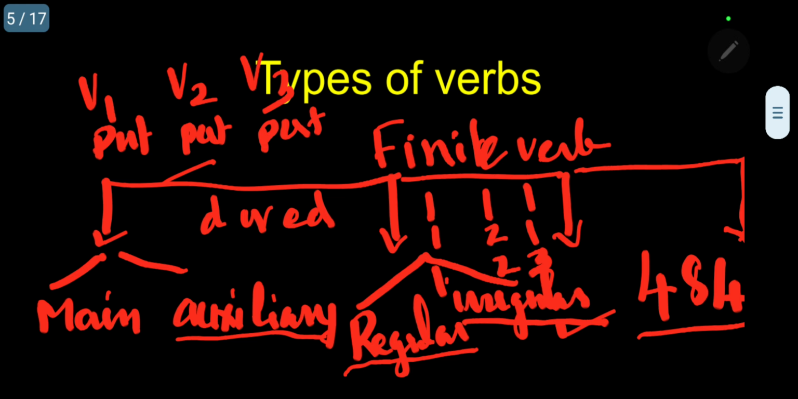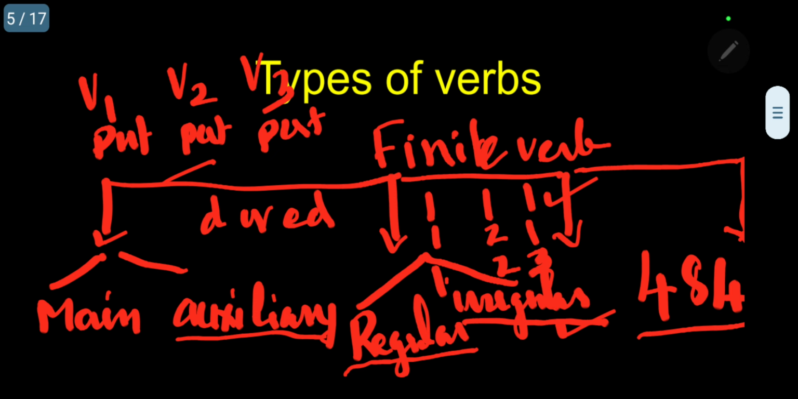A simple example: first type, put. Second type, come, came, come. Third type, go, went, gone. Please follow. Some 80 to 100 irregular verbs we normally use in daily life, we should memorize. Otherwise, asking questions or writing and giving replies is impossible. I hope it is very clear.